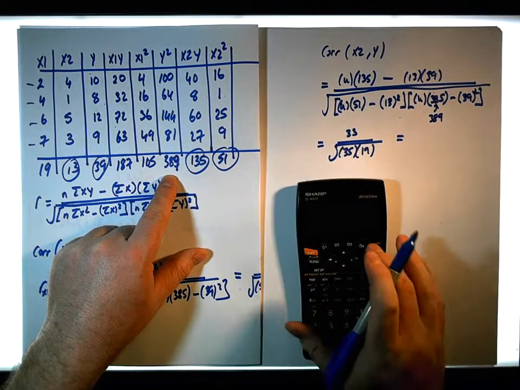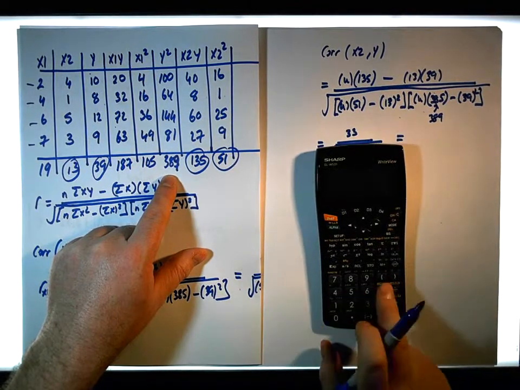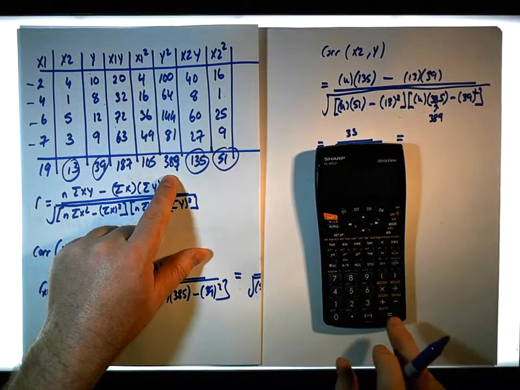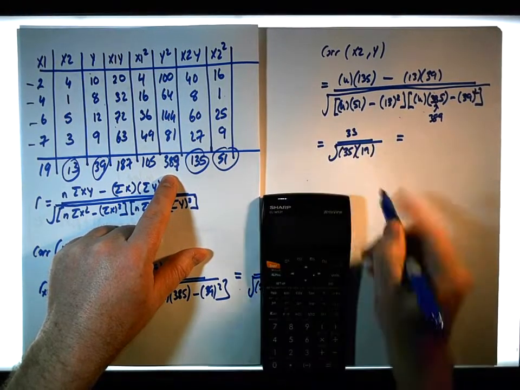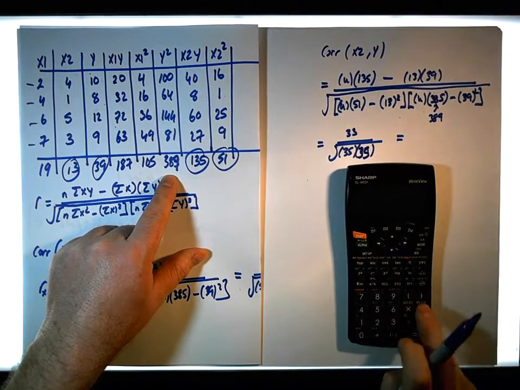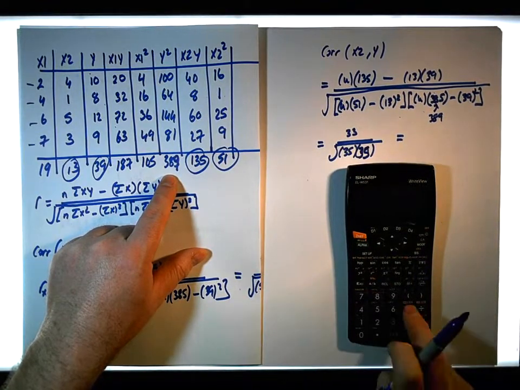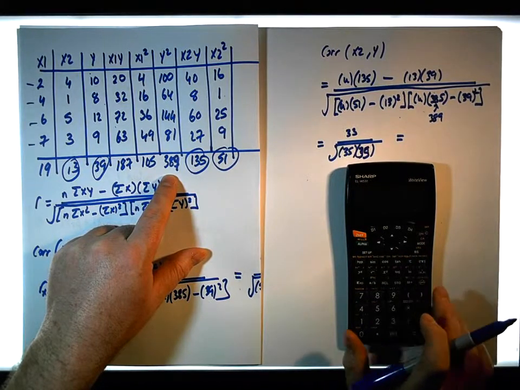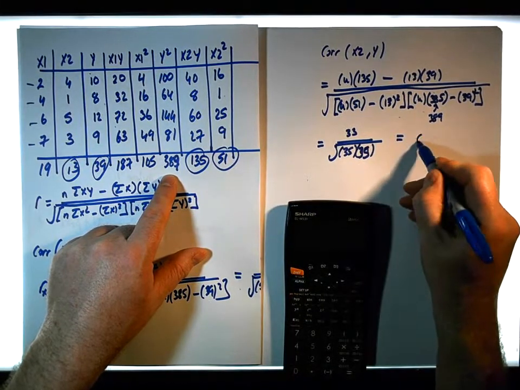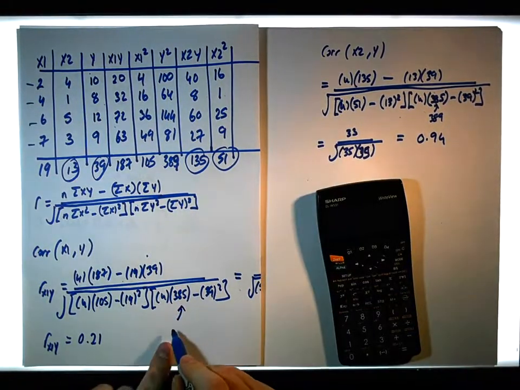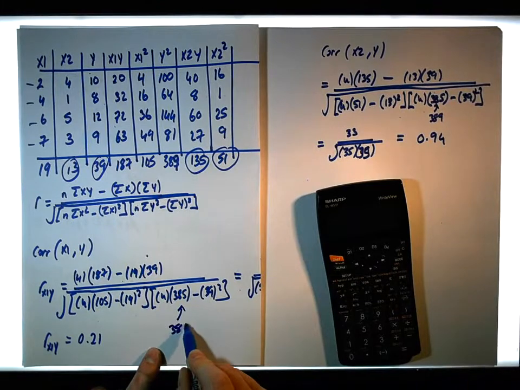Which changes things a little bit. It's 4 times 389 minus 39 squared, which gives us a value of 35. So that should be 35 here. So it's 33 divided by the square root of 35 times 35, which now gives us a value of 0.94. Going back over here, that should also be 389.